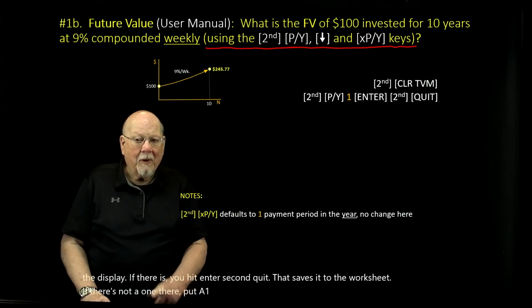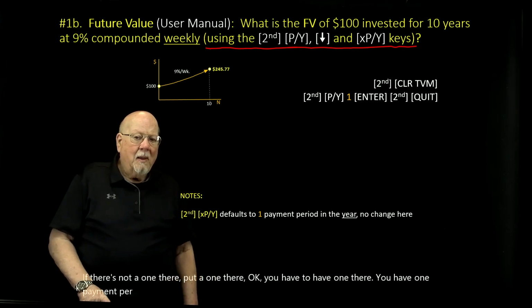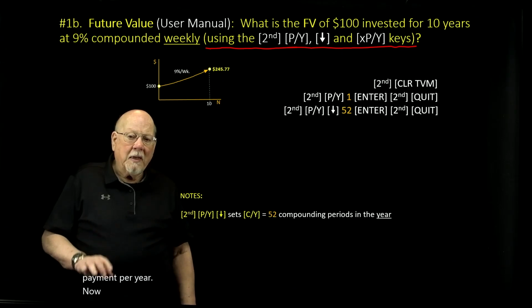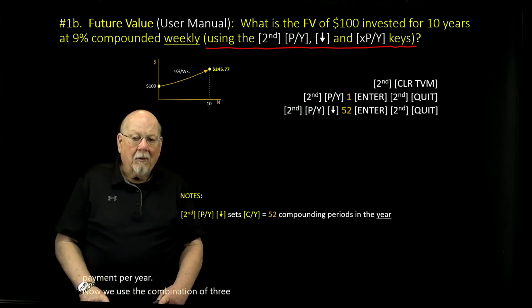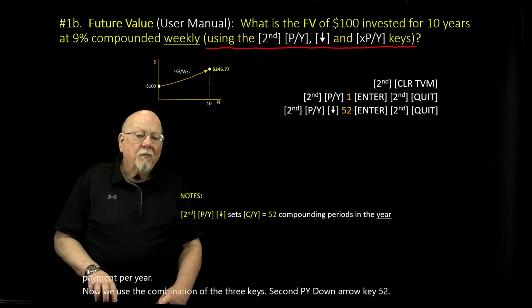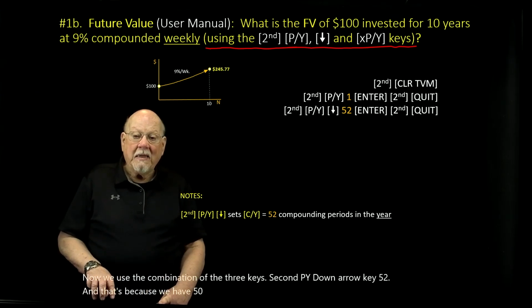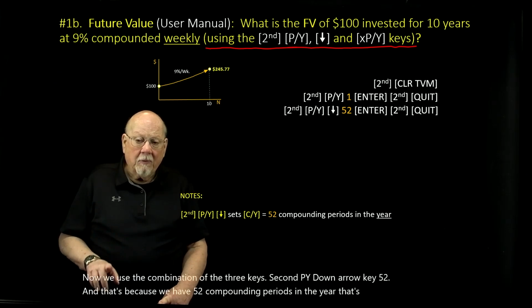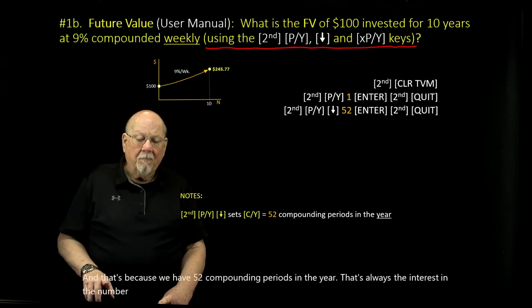Okay, you have to have one there. You have one payment per year. Now we use the combination of 3 keys. Second PY, down arrow key, 52. And that's because we have 52 compounding periods in the year. That's always the interest in the number of compounding periods per year.